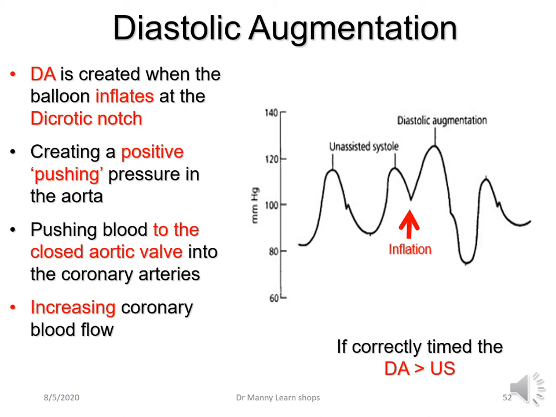So when you look at the waveform, inflation is at the dicrotic notch, exactly at the beginning of the dicrotic notch, and this creates this V shape. This is the inflation point. And if it's timed correctly, the diastolic augmentation is greater than the unassisted systole. Here, the diastolic augmentation is approximately 125 millimeters of mercury pressure, and the unassisted systole is about 118 millimeters of mercury. So the diastolic augmentation is greater. But remember, the diastolic augmentation isn't during systole, it's during diastole, when the heart is relaxing, not contracting, being perfused, which increases coronary blood flow.